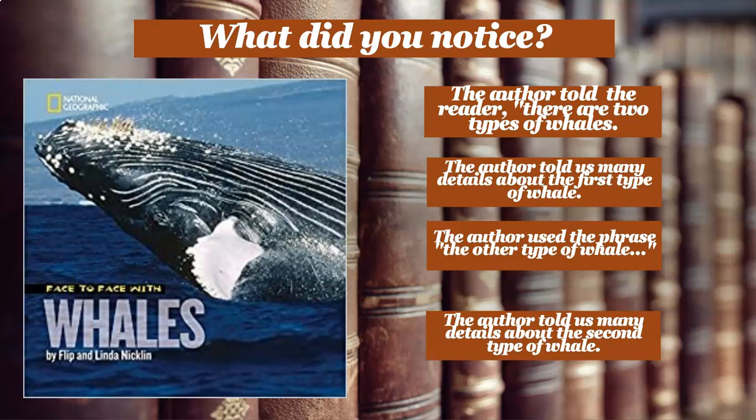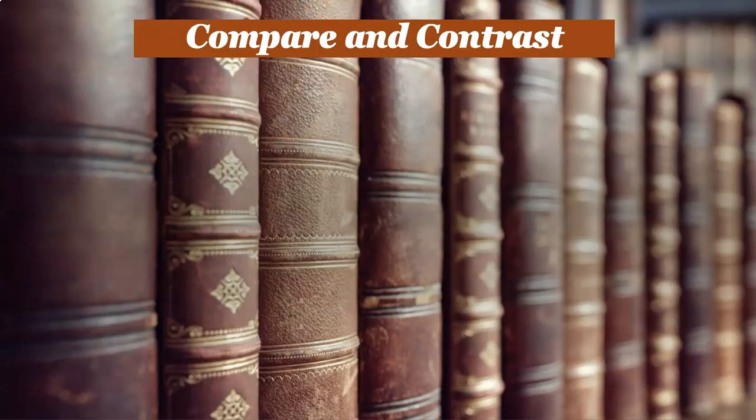Right? The author talked about how the baleen whales eat, how their mouths were structured, and how they use their mouths and throat. And then the author told us there was another type of whale and shared the same type of information about toothed whales, about how they eat, how their mouth was structured, and where they go to actually catch their food. So this is a wonderful, wonderful example of compare and contrast structure. So much so that we can move on and even create a little chart of our own to actually compare and contrast the two types of whales.